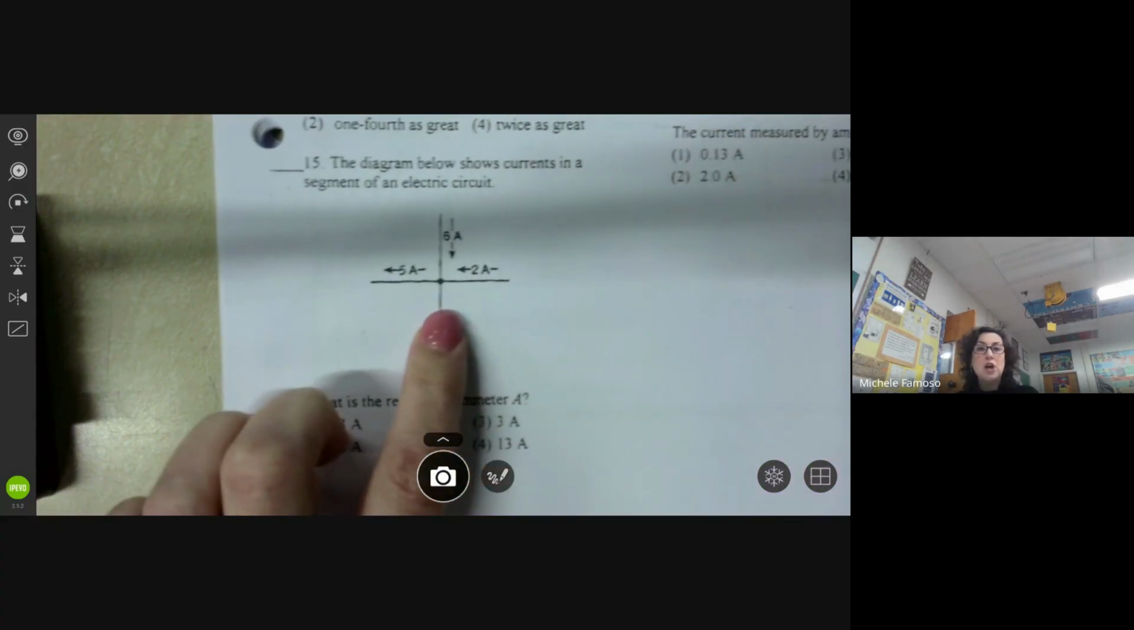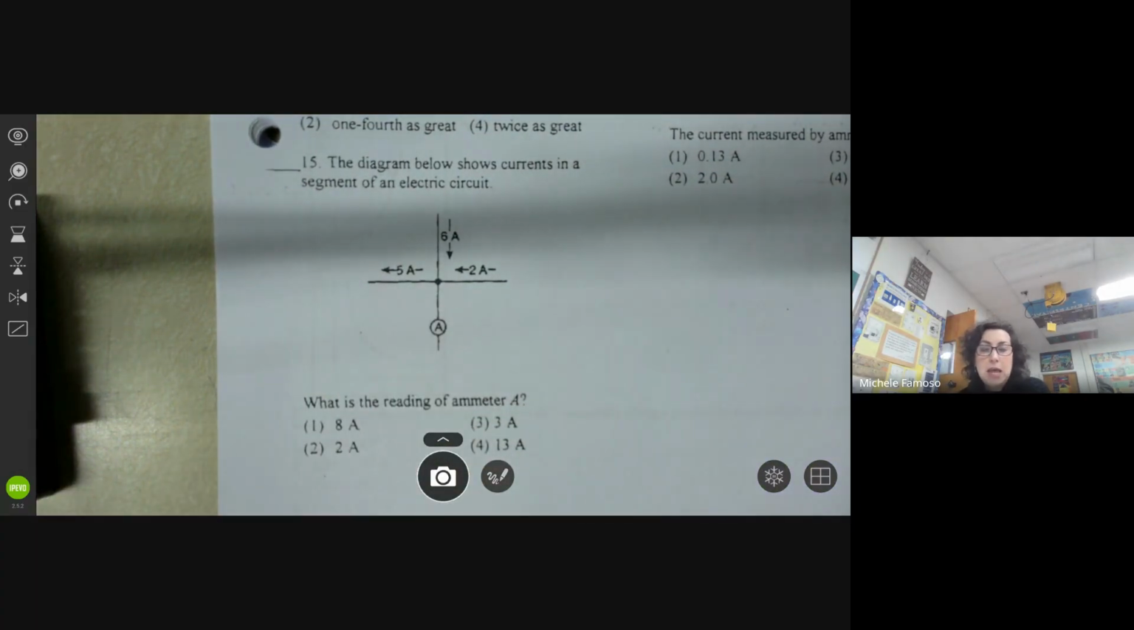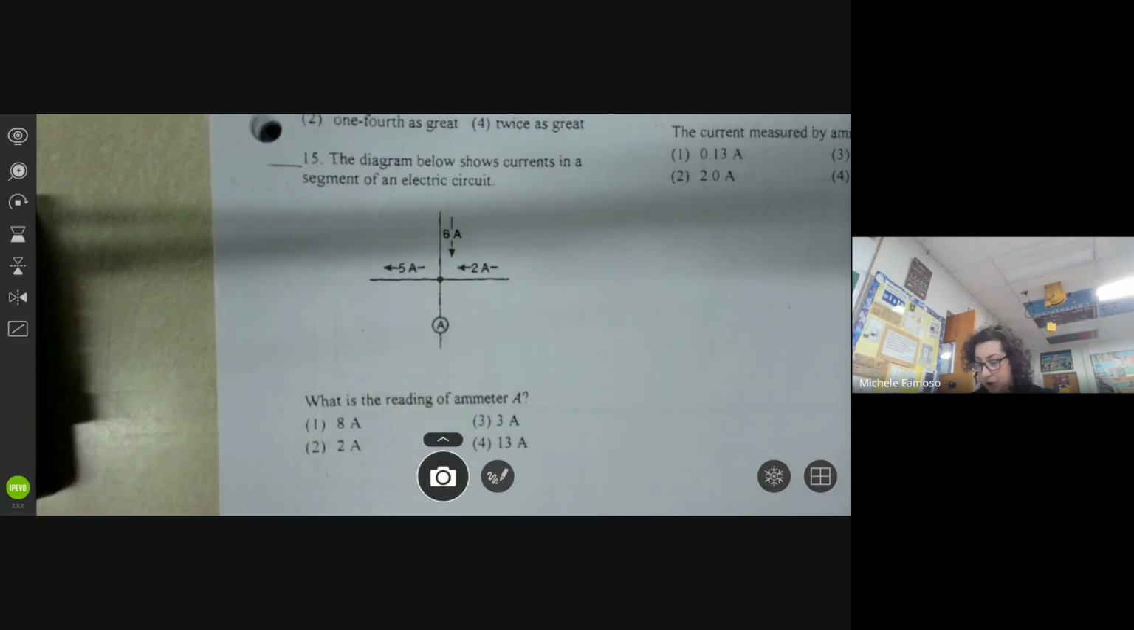All right. Any of those that you'd like to go over? Jace. All right. Let's look at 15 and 16. Number 15 is showing you a junction in a circuit, and I want to know, what is the reading of ammeter A? What happens at junctions, whether it be in a circuit or on a highway, is that whatever goes in has to come out. So let's look at what's going on here.